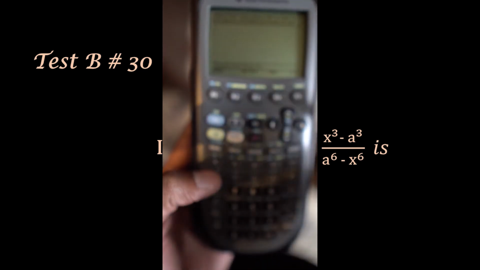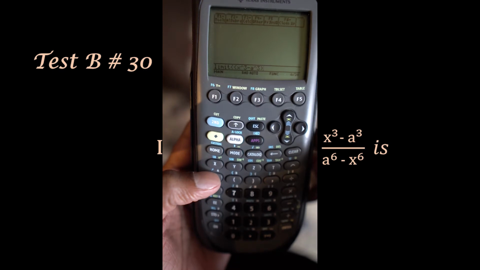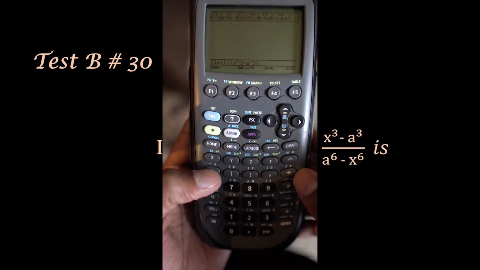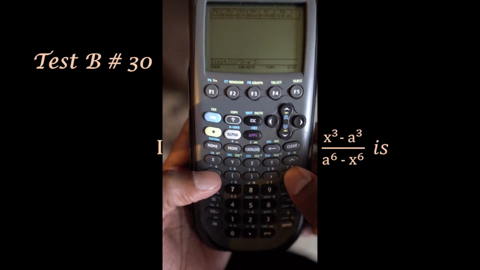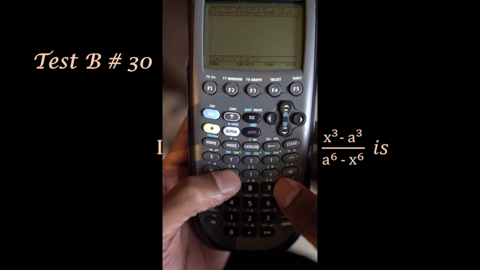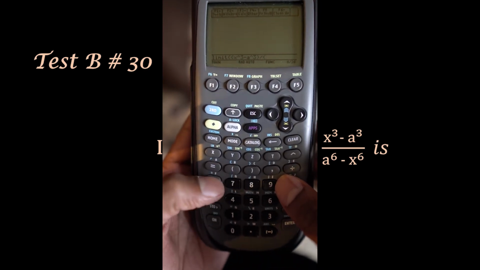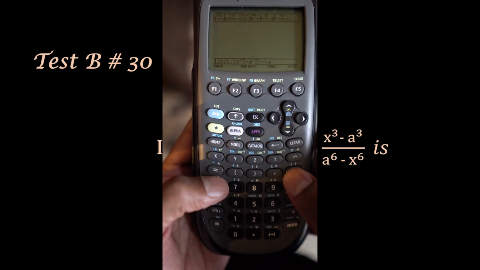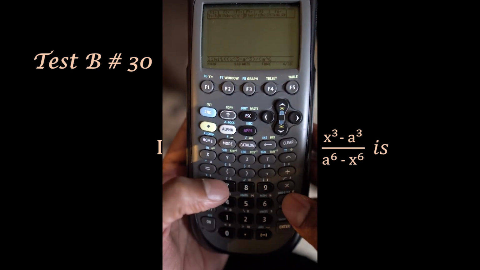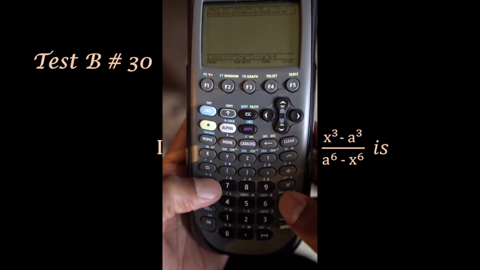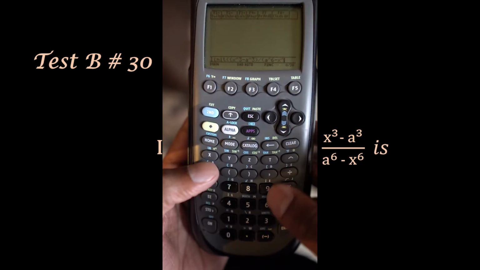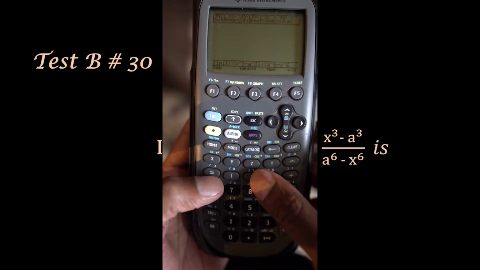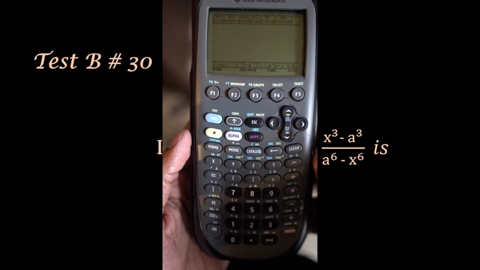So this set of parentheses is representing where our numerator is. So this whole thing is divided by, now I'm going to have my denominator, a raised to the sixth power minus x raised to the sixth power. And I'm going to close the parentheses on my denominator.